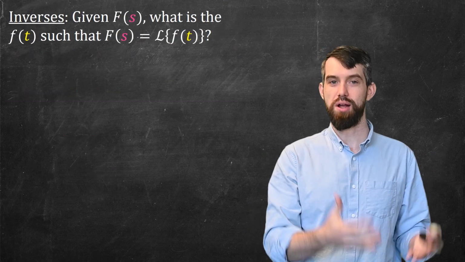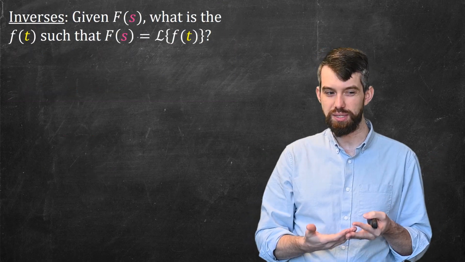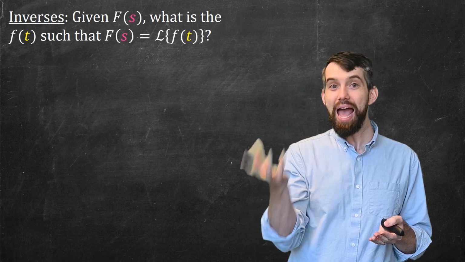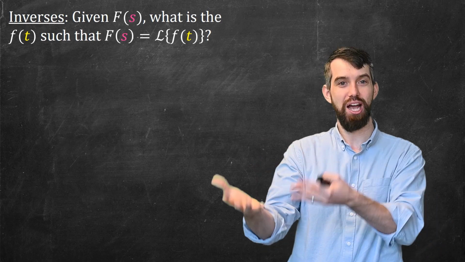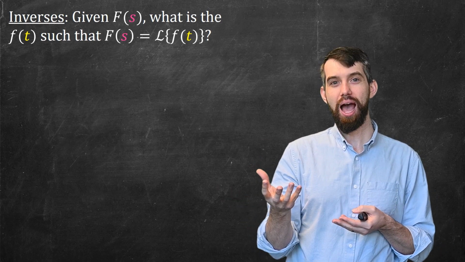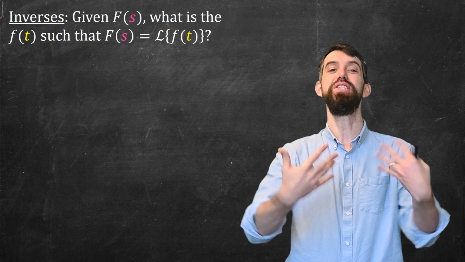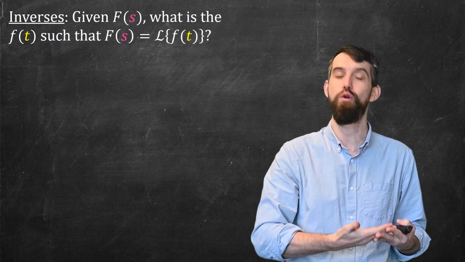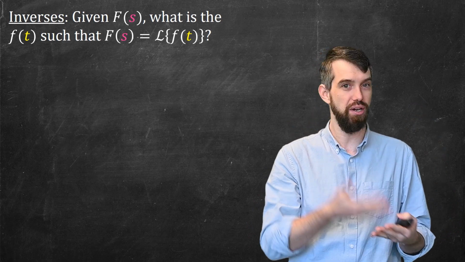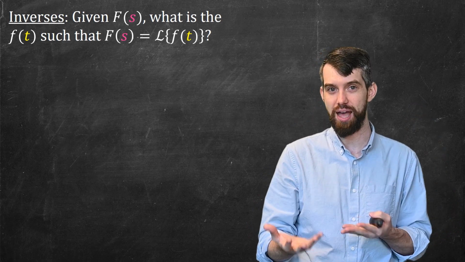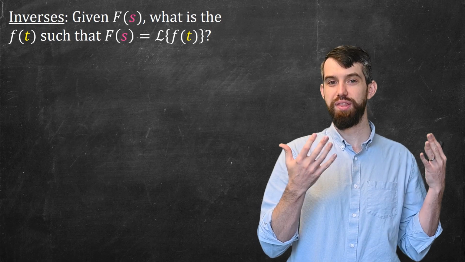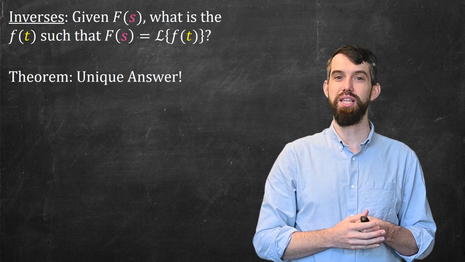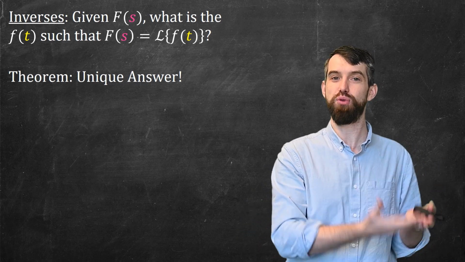Now the third property I want to talk about is related to inverses. And the question is the following. If you have an f of s, if you have the right-hand side of your Laplace transform, how could you have begun it? How could you have undone that process to get the little f of t such that the Laplace transform of the little f of t is going to give you this thing you're given, this big F of s? Now, we have a theorem, and I'm not going to prove it here, but we have a theorem that basically says that there is a unique answer to this process.